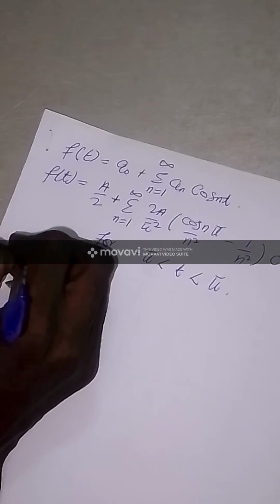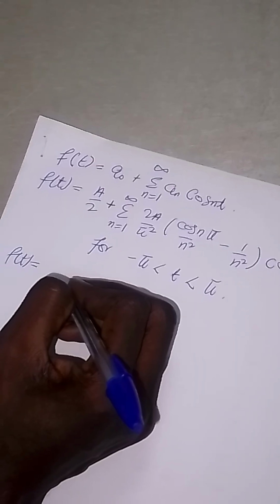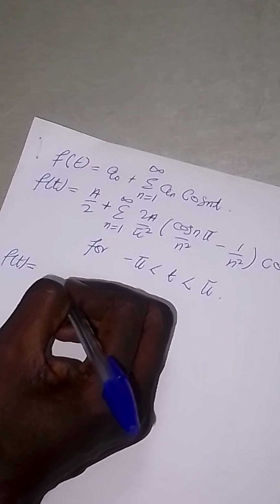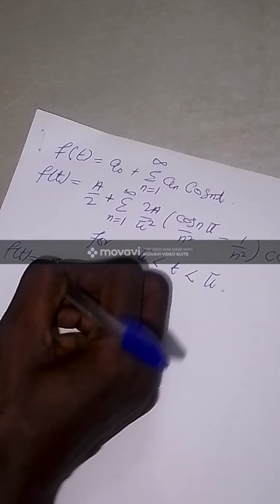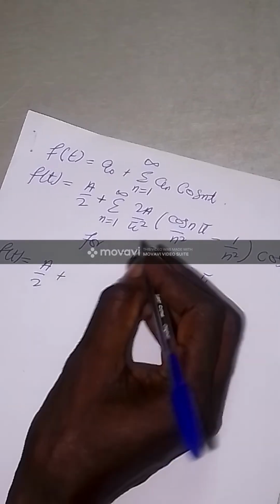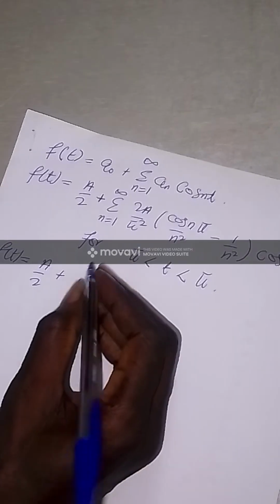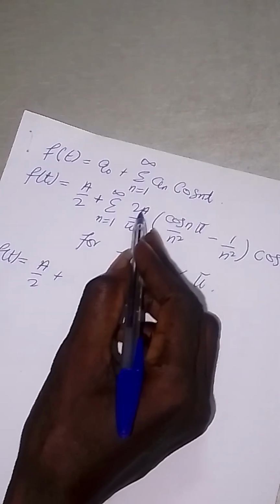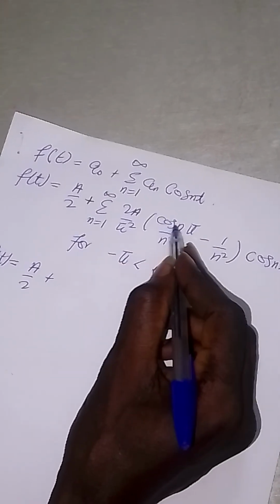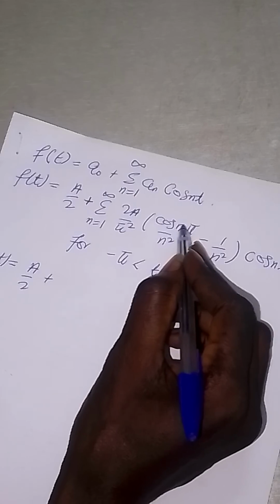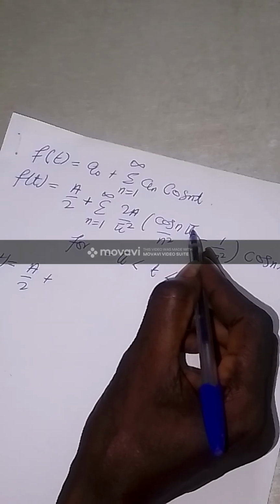So now here f of t is equal to, let's say n is equal to 1. If n is equal to 1, I'll have here a over 2 plus, all right, I'll not bring the summation again because I am expanding the Fourier series. So 2a over pi, and here cos nt. If I put n to be 1, that means I'll have cos pi.